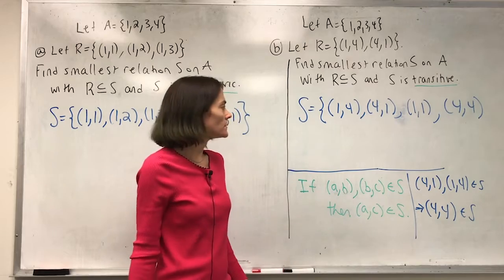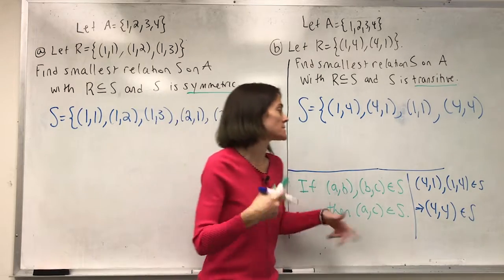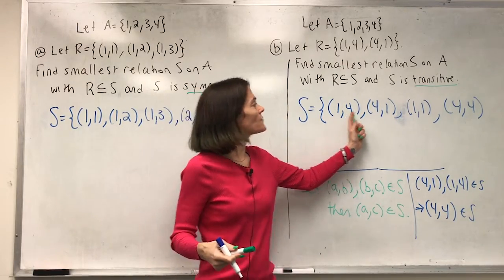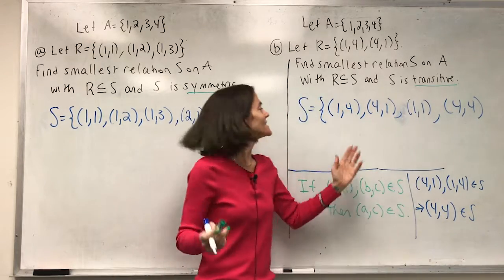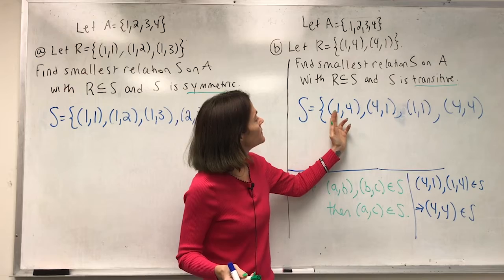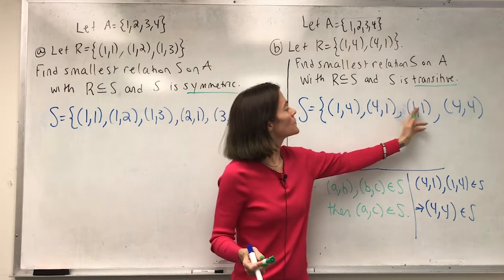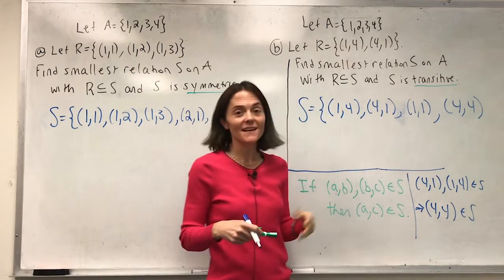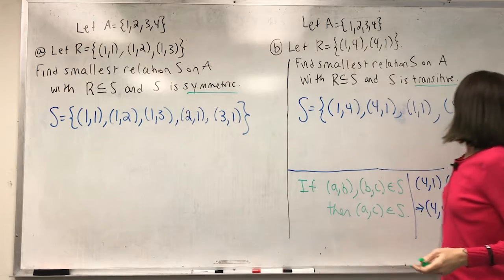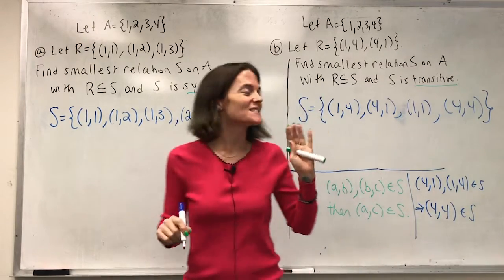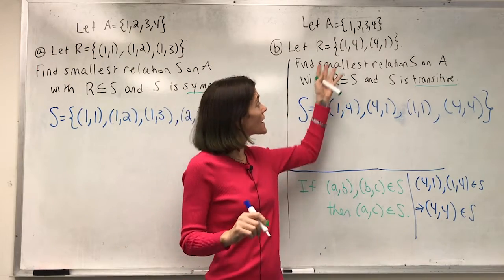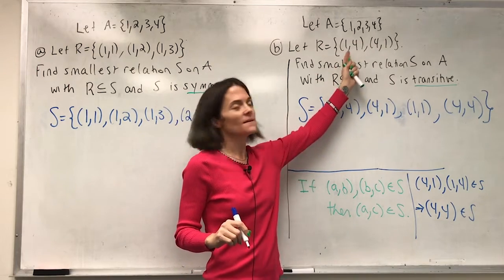Now, that's it. You can test every time. For instance, 1, 4 and 4, 4. But that gives you 1, 4, already in the relation. Or 4, 1, 1, 1, 4, 1 already in the relation. This is transitive, and it is the smallest transitive relation on A that contains this one.